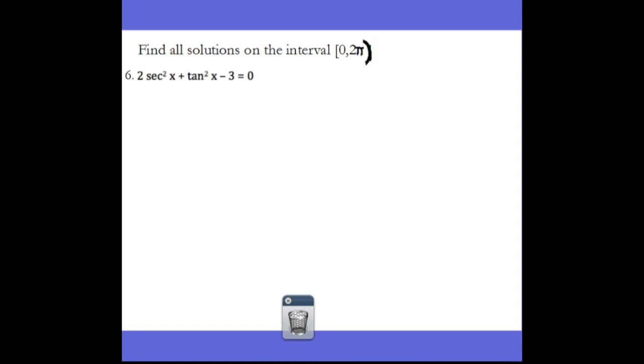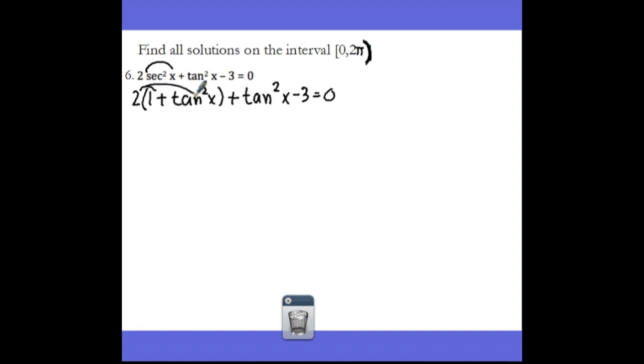Now let's look at our final example on the interval 0 to 2 pi. This one is 2 secant squared of x plus tangent squared of x minus 3. Just like the last one, in order to solve, you can only have one type of trig function in each equation. And this one has 2. So we'll have to use trig identities to get it back to 1. Secant of x squared has a trig identity of 1 plus tangent squared, so we're going to plug that in for secant squared of x. So the equation is now 2 times 1 plus tangent squared of x plus tangent squared of x minus 3 equals 0.